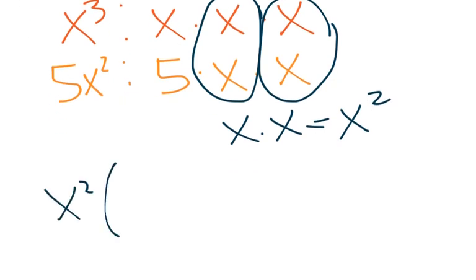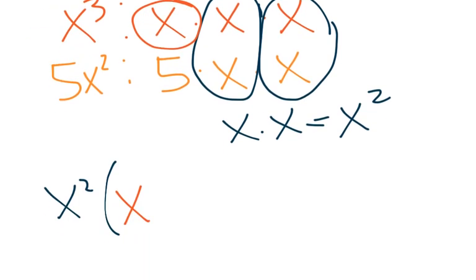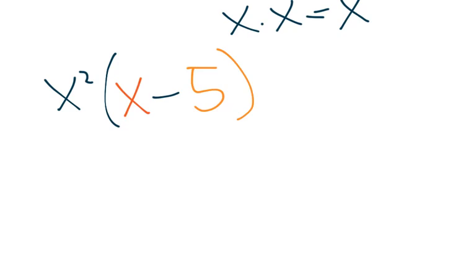And we're going to write our parentheses, and we're going to take the leftover from the first one. That's x. We're going to carry down this minus sign. So we're going to say minus, and we're going to take the leftover from 5x squared, which is 5. Okay, so this is going to be your answer, x squared times x minus 5.